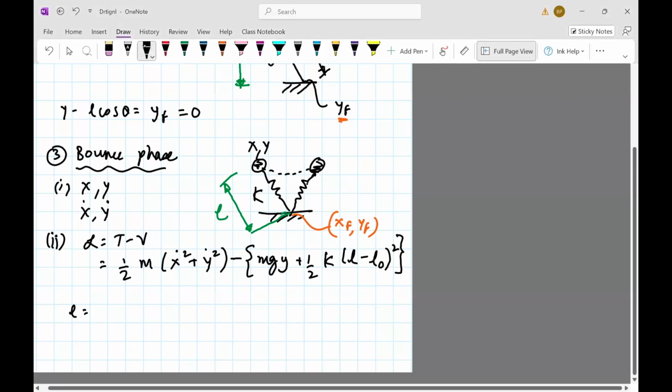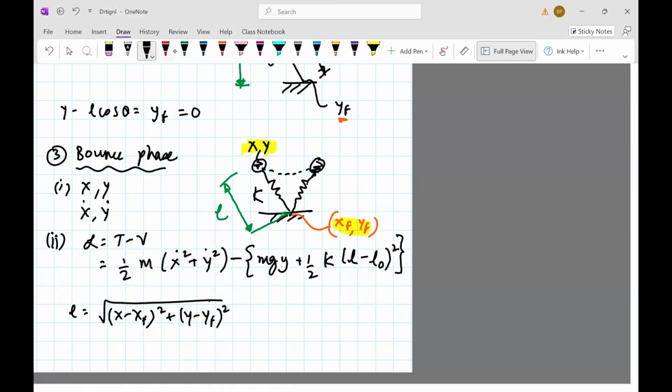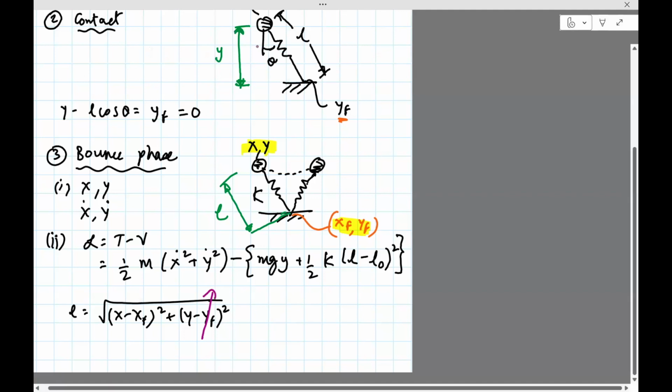So L, if you can see, if you know the coordinates of this point and you know the coordinates of this point, then you pretty much know what the length is. It's going to be the square root of (x minus xf) squared plus (y minus yf) squared. Now if you are always going to make contact with the ground, then yf is simply 0, because this is the ground plane. That's not true if you are going to step over an obstacle, then your yf will not be equal to 0. It's going to be non-zero, but in this case it's just 0.